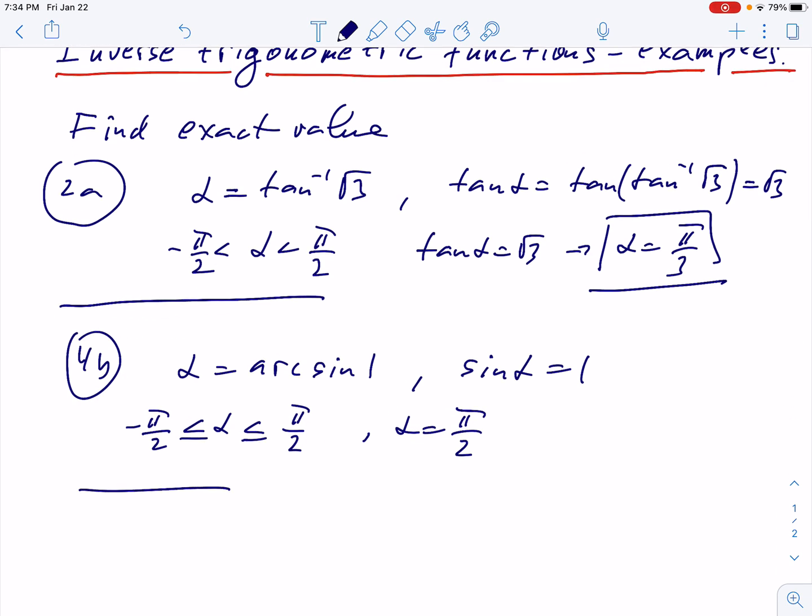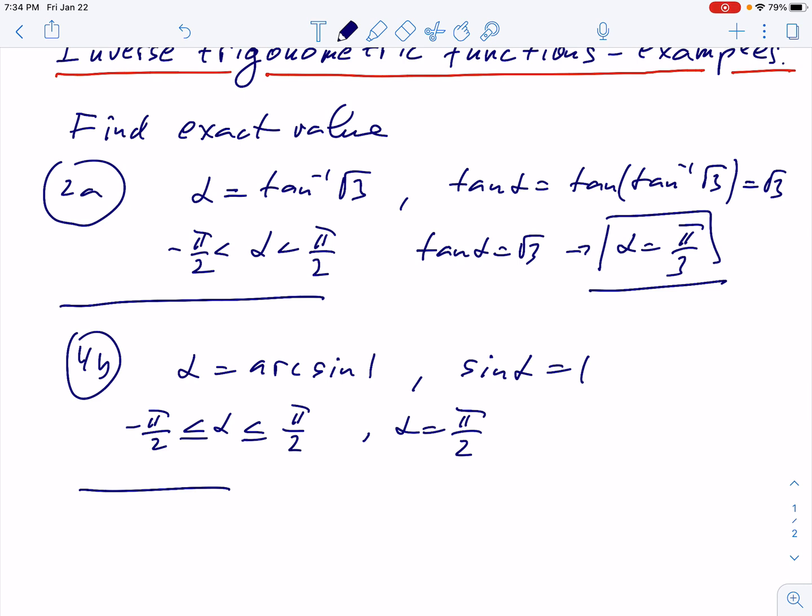Exact value. Now, here I want to make a remark. We defined, and we're working with inverse sine, inverse cosine, inverse tangent, and inverse cotangent. Inverse secant and inverse cosecant we are skipping. They are not the popular functions. So when you eventually see a problem like this, just skip it. No inverse secant, inverse cosecant.